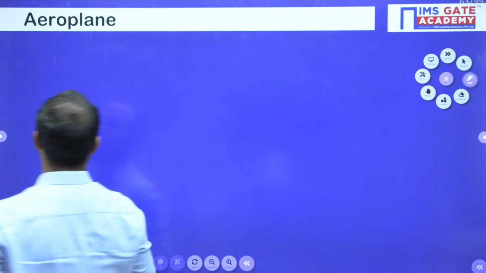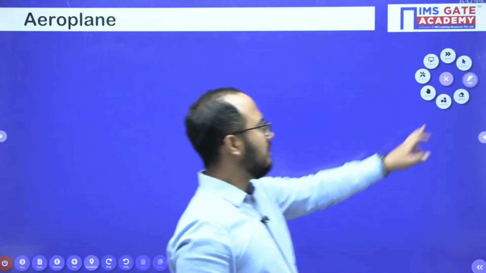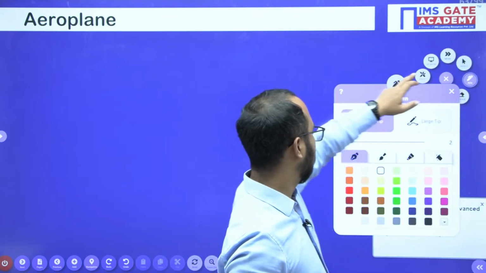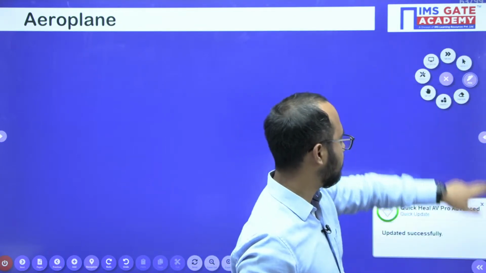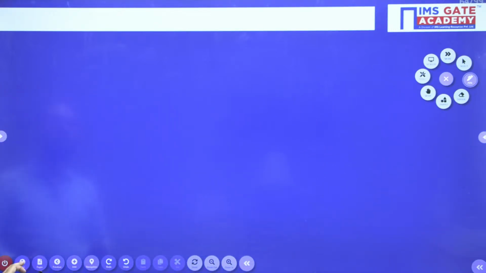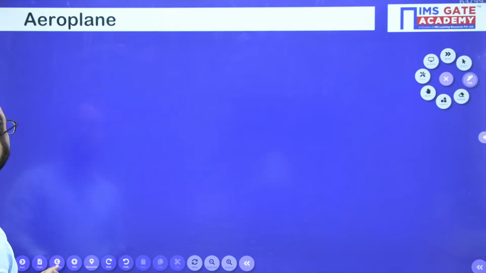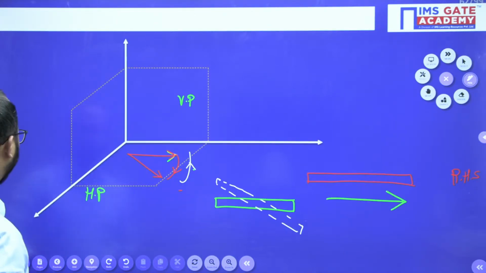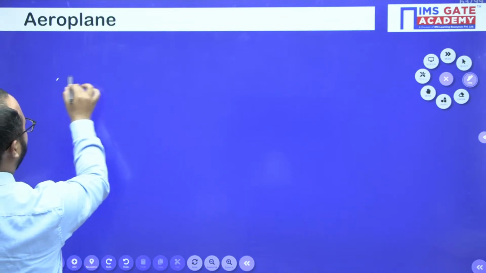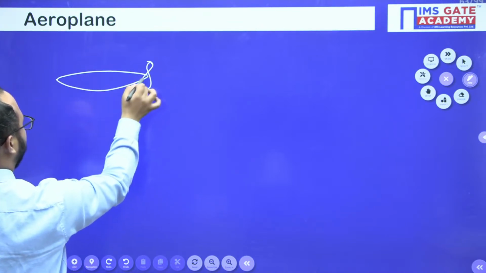So now we'll move on to case one, the aeroplane case. A very simple case. Again, the basic part we'll discuss here. Then the ship case we'll also discuss, but first the aeroplane case. So see, they will ask this thing. Okay, so let's suppose I draw this, considering this as an aeroplane, right?